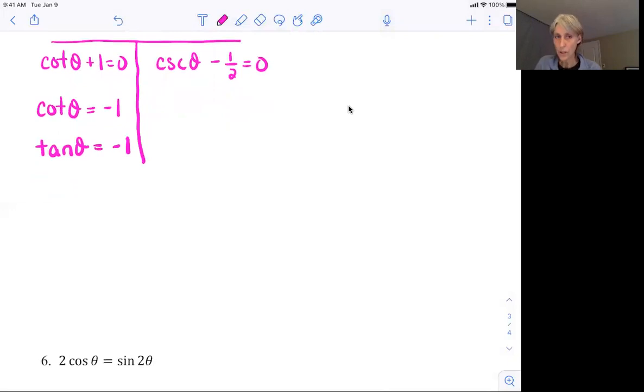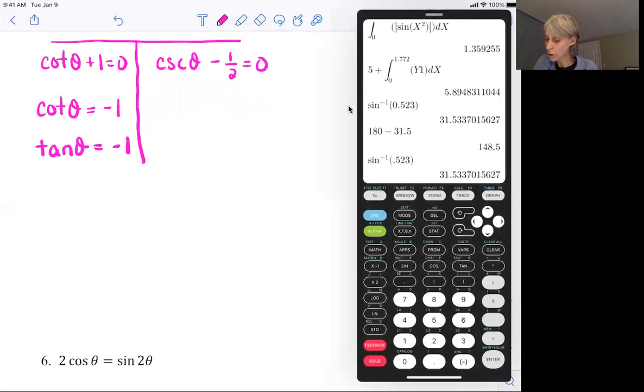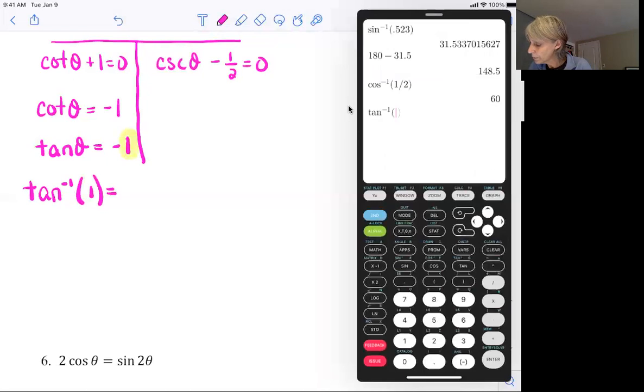And hopefully you guys recognize, and if you don't, use your calculator here. Positive function value, right? We just want to solve for where the tangent is 1. Some of you already know it's going to be 45 degrees, but if you forgot, no big deal. Second tan of 1.